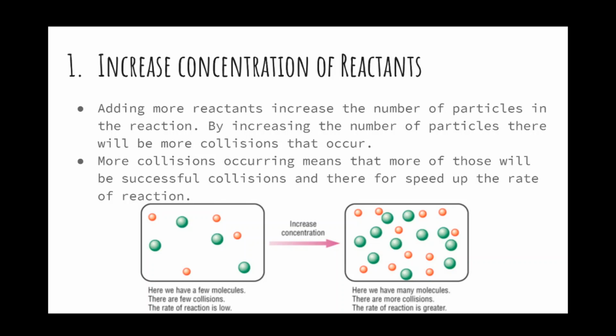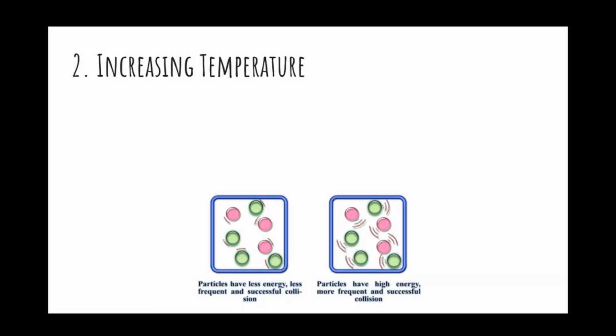So here I have a diagram at the bottom. Again, more molecules, more reactants mean that there will be more collisions. More collisions means that our rate of reaction will increase. So the first way is increasing the concentration of reactants.